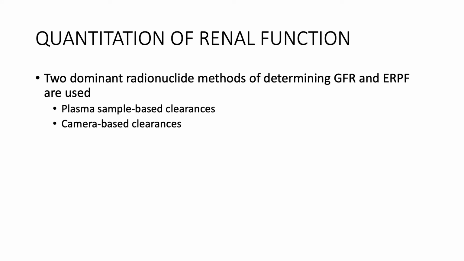Direct measurement of GFR and ERPF by using radiopharmaceuticals play an important role in the assessment of renal function. Quantitative assessment of renal function by using radionuclide technique is an important part of nuclear nephrology, and it's routinely performed in some clinical settings. There are two dominant radionuclide methods of determining GFR and ERPF. First is the plasma sample-based clearance, and second is the camera-based clearance.